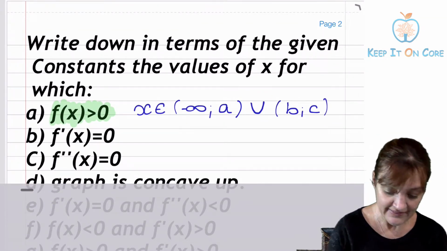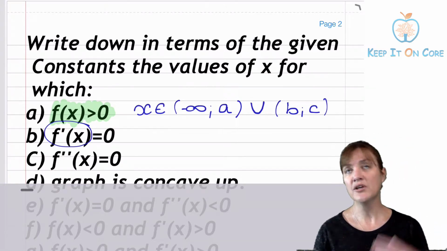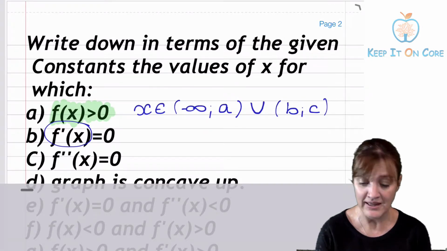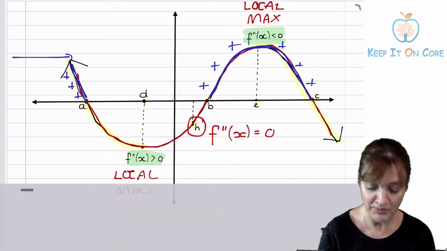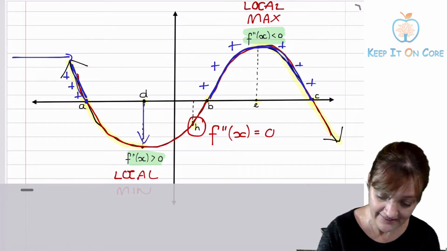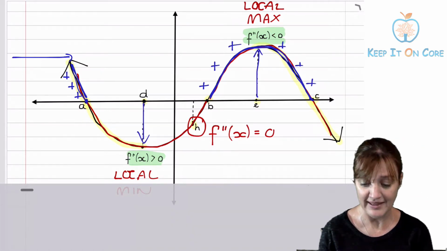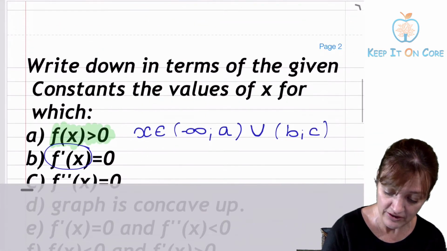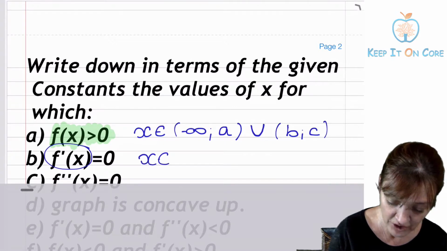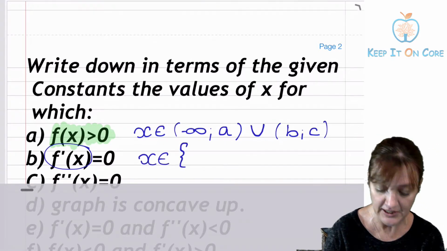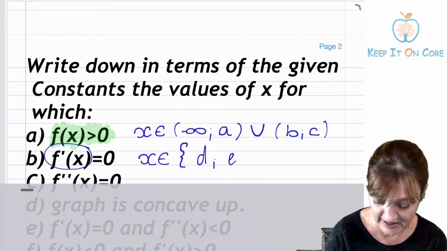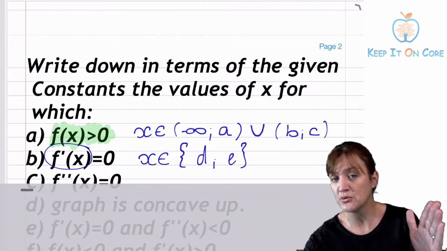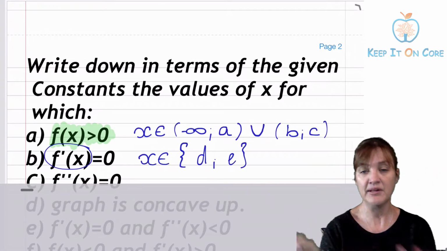For which values of x is the derivative equal to 0? So what do we interpret that as? Remember, derivative equals 0 means something very specific. It means the turning points. So for which values of x do we have turning points is essentially what that's asking. Well, where x is d and where x is e, and it's only those points. And if it's only those points, we represent them with curly brackets and we say point D and point E. The curly brackets are telling you that we're not taking everything between point D and point E. We're taking that point and that point.